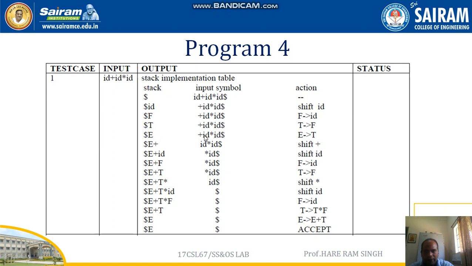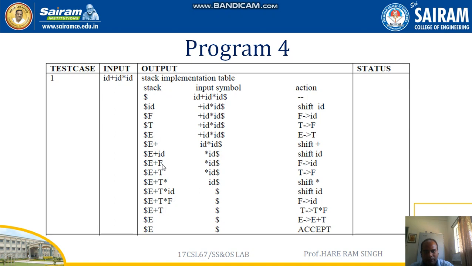Next, the shift will be the symbol plus. Plus is shifted, now it becomes E +, and whatever is left in the input is id * id $. The action we have taken is shift +. Next, shift will be id. So E + id, shift id, and what is left in the input is * id $.